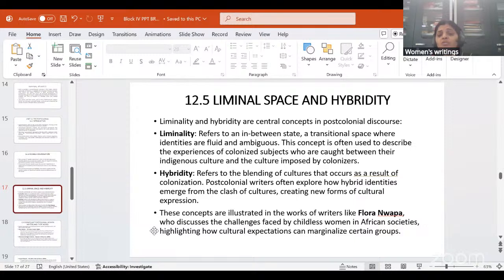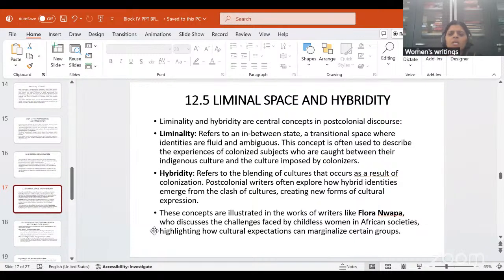It refers to an in-between state, a transition space where identities are fluid and ambiguous. So this concept is often used to describe the experiences of colonized subjects who are caught between their indigenous culture and the culture imposed by colonizers. So you have some culture, Indian culture, you are also having foreign culture, both come together. You don't know where you fit, right? So this is a liminal culture.